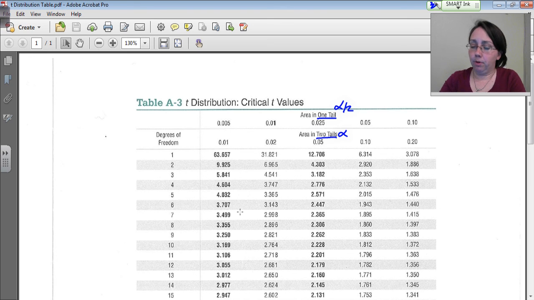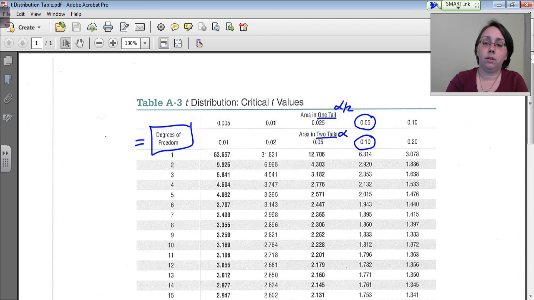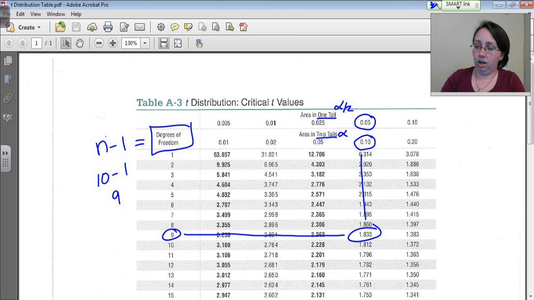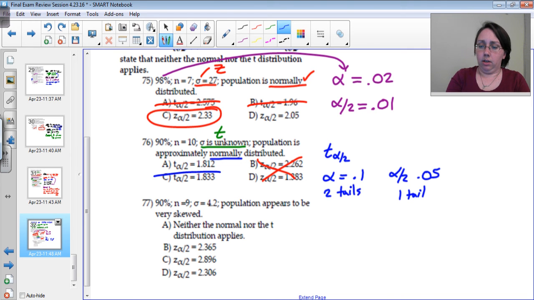So our whole alpha is 0.1, our half of alpha is 0.05. It doesn't matter which one because you get the same column. To figure out which row, you need your degrees of freedom. How do you find the degrees of freedom? N minus 1. And they gave us N. What was it before? 10. So 10 minus 1 is 9. And we go across until we're under our column, and there is your T. Remember, T values are in the middle. Z values are on the edges. It's backwards, so make sure you're very careful about that. So 1.833 is the answer.